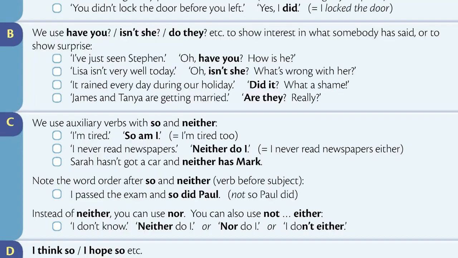Section B. We use have you, isn't she, do they, etc. to show interest in what somebody has said or to show surprise. I've just seen Stephen. Oh, have you? How is he? Lisa isn't very well today. Oh, isn't she? What's wrong with her?